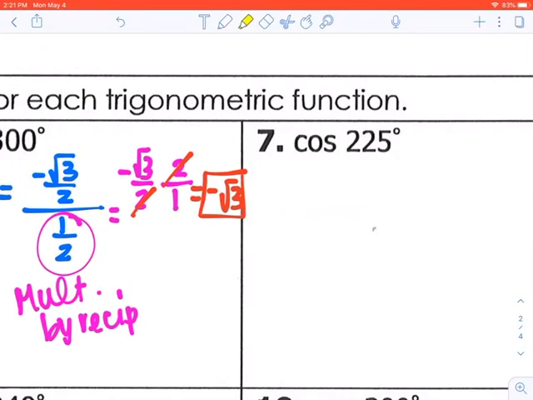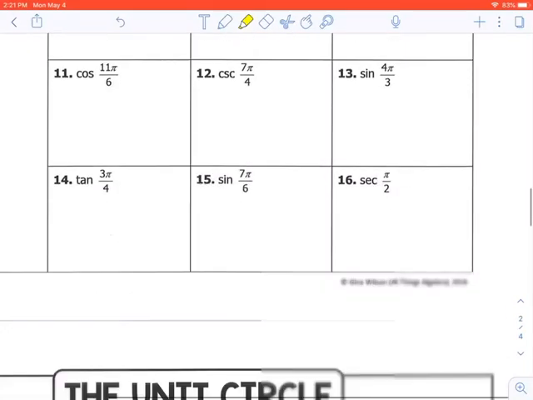All right, cosine of 225 degrees. Look at my unit circle.